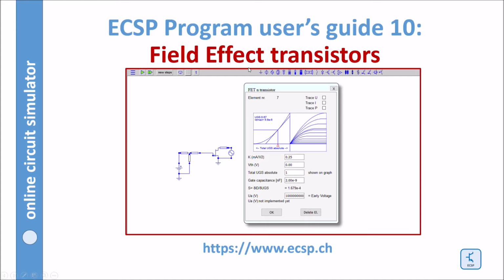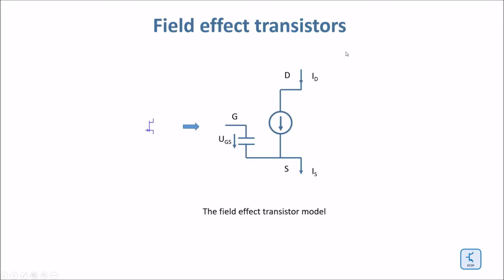Here is the user's guide for the field effect transistors. In the ECSP program, field effect transistors are represented by this element here, and the model supporting this element is here. Here you have a current source between the drain and the source, and between the gate and the source you have a capacitor. For accurate description of the model, I refer to the literature. I will not do it here.